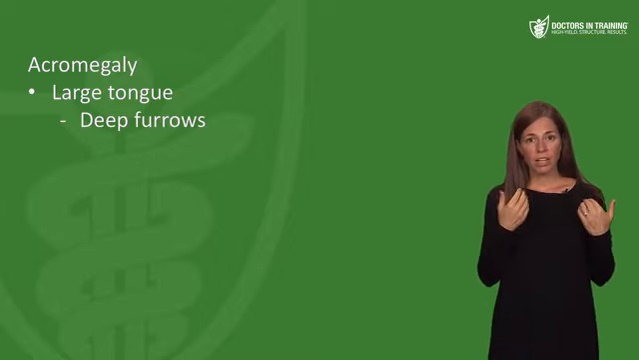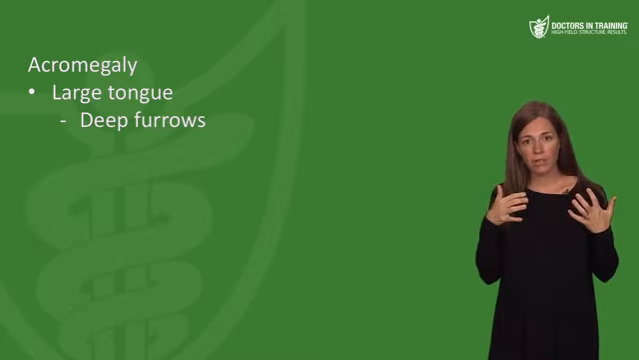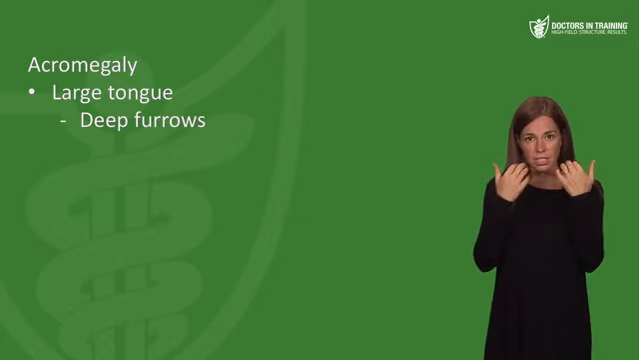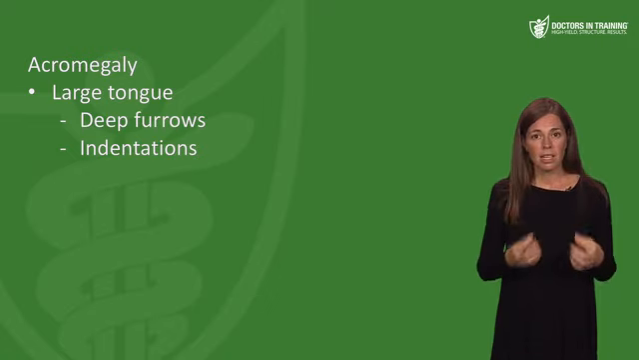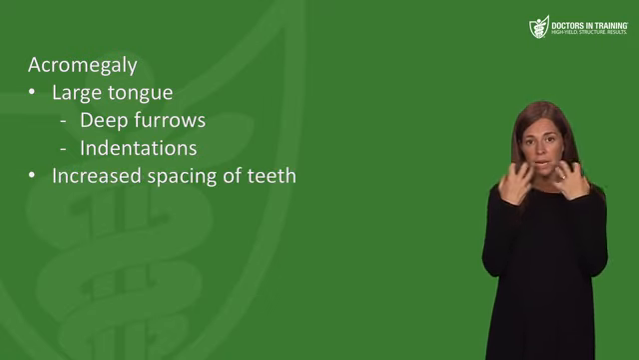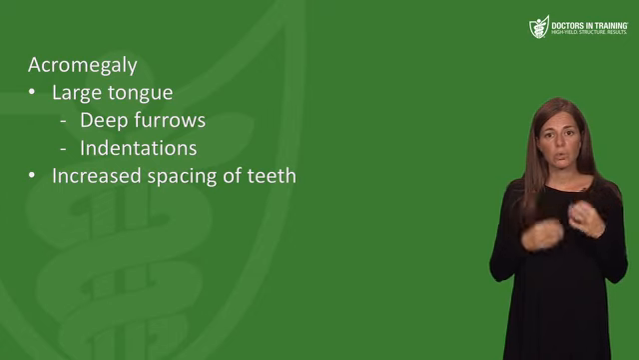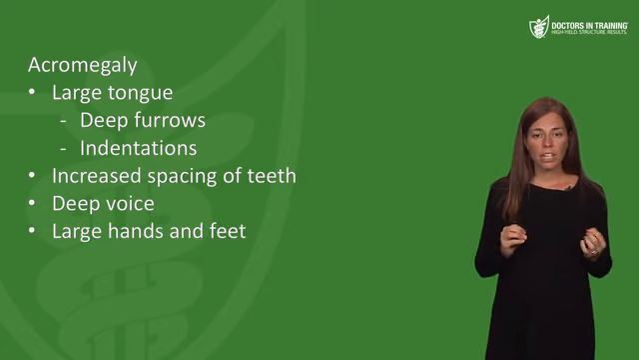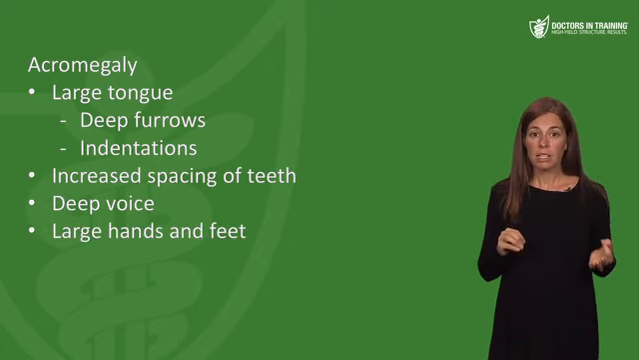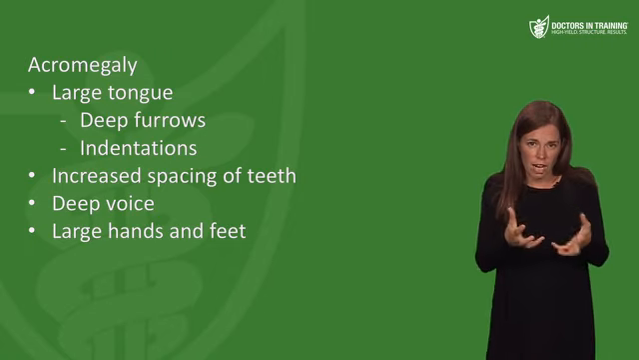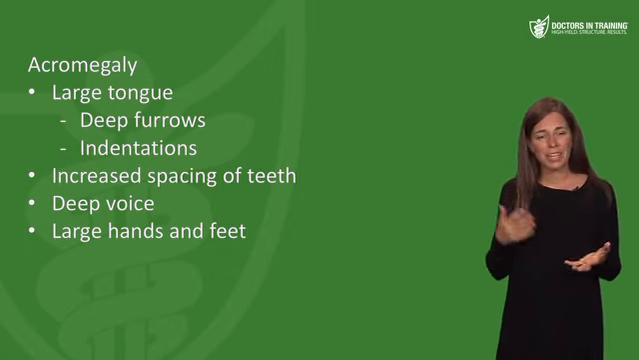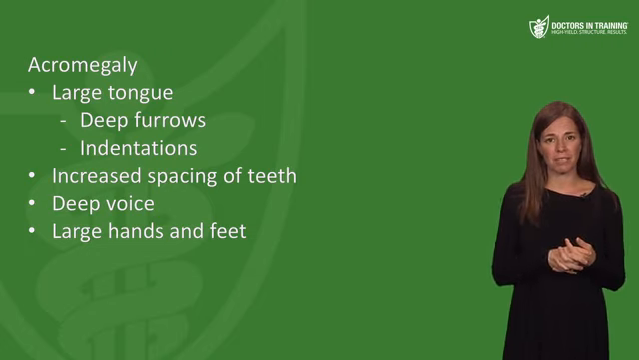Additionally, with a large tongue, commonly if you have the patient stick out their tongue, it's so large that you're going to see indentations along the edges of the tongue because it's pressing against the teeth. Sometimes the teeth will have increased spacing also. Then patients will have deep voices, large hands and feet. This may be the initial thing that you notice in a patient. If you walk into a patient's room and shake their hand, and if their hand just engulfs yours, that could be a clue that the patient has acromegaly.